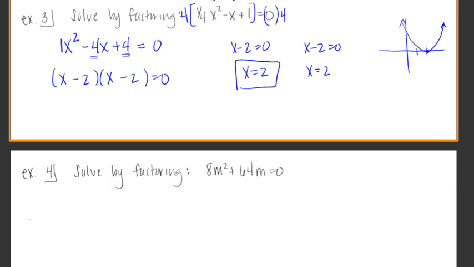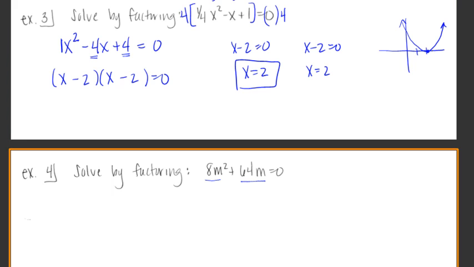Okay, so example 4. We want to solve another quadratic. Look at this one. We have 8m squared, 64m, but it doesn't have a constant this time. It's still a quadratic. We don't always have to have a constant, but I just want to make that point. You could write it in general form, 8m squared plus 64m plus 0, if you wanted to put the constant term in there, but we don't necessarily have to have it. It'll be much easier actually to factor without it.